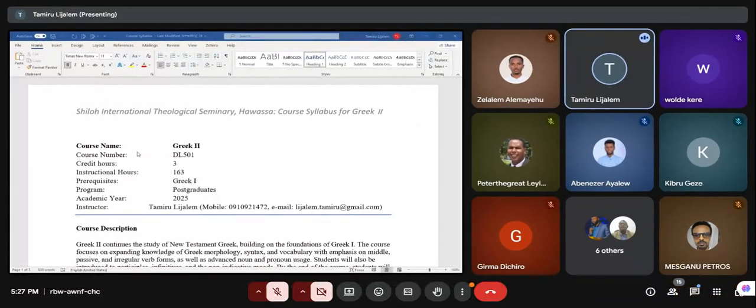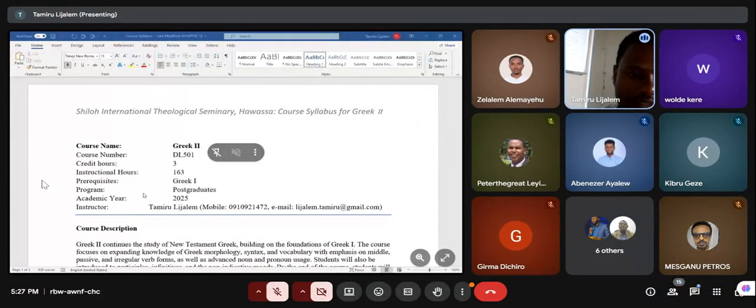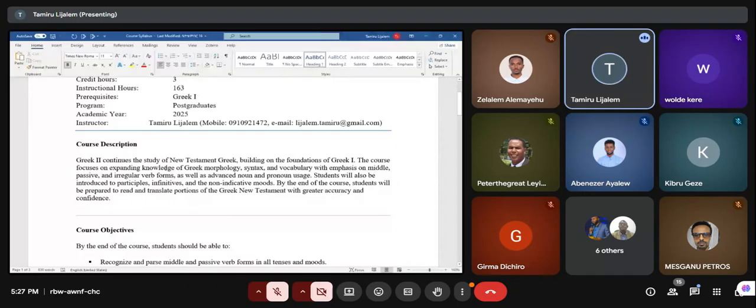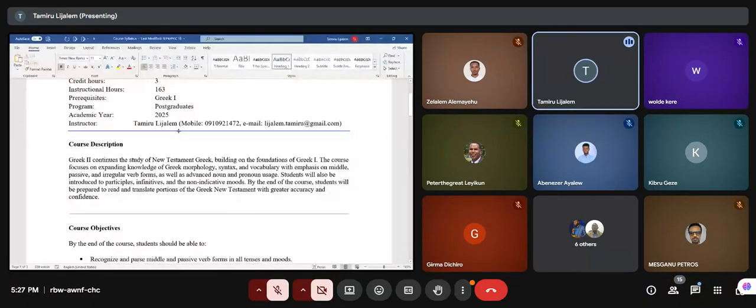Nuance and meanings of the different parts of the sentence. So I have started from the course description. Greek 2 continues the study of New Testament Greek, building on the foundation of Greek 1. The course focuses on expanding the knowledge of Greek morphology, syntax, and vocabulary with emphasis on middle, passive, and irregular forms, as well as advancing nouns and pronouns usage.